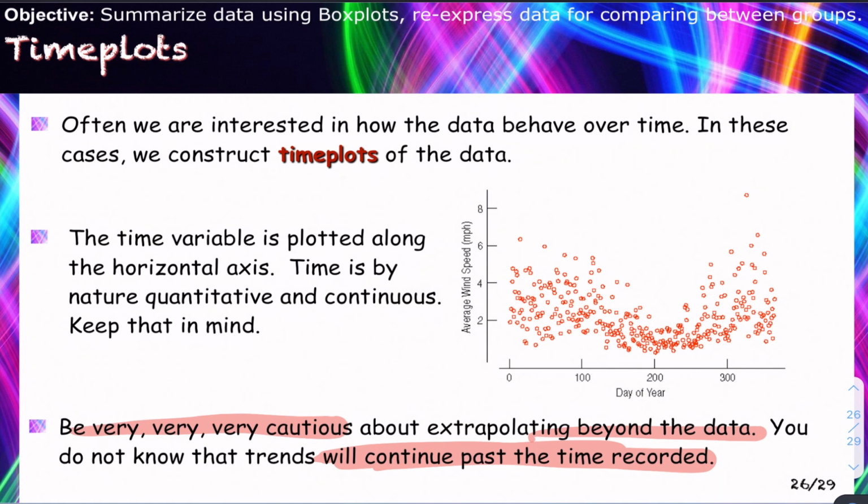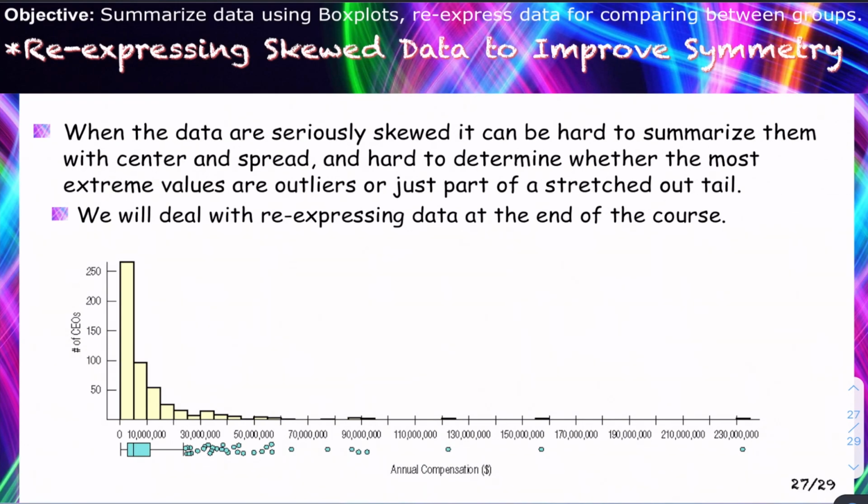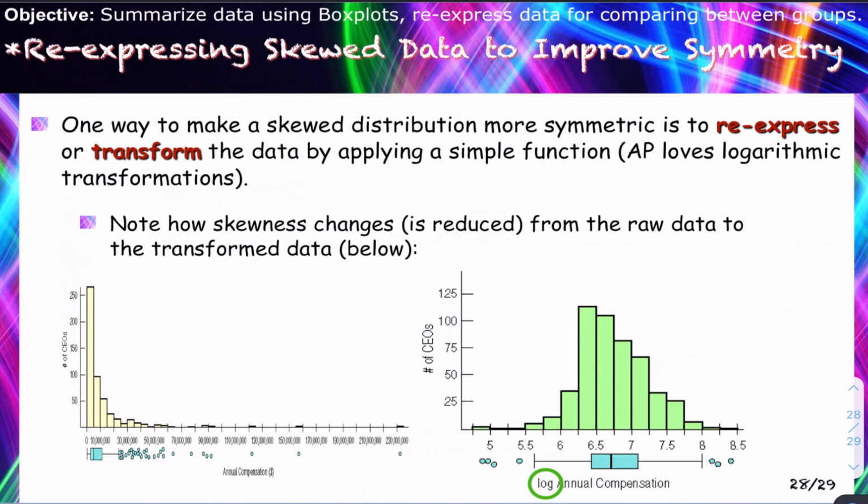So that's why we always do this analysis and analyze what we've seen, but we never try to extrapolate past time especially. When the data are seriously skewed, it can be hard to summarize them with center and spread, and hard to determine whether the most extreme values are outliers or just part of a stretched out tail. So we will deal with re-expressing data at the end of this course, and actually we're going to see it in chapter 10.